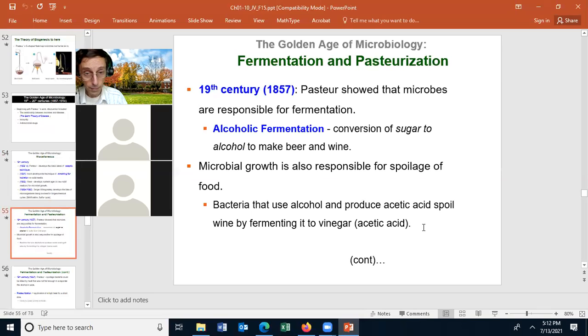And the bacteria and the microbes were responsible for converting the grape juice to alcohol. But there were other microbes that were responsible for converting the alcohol to acetic acid, and that would ferment the wine into vinegar and not make it very tasty. And I'm not sure what it did to the beer, but it made the beer sour. Okay? Any question about any of that?